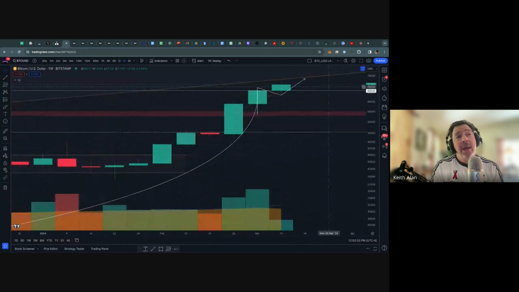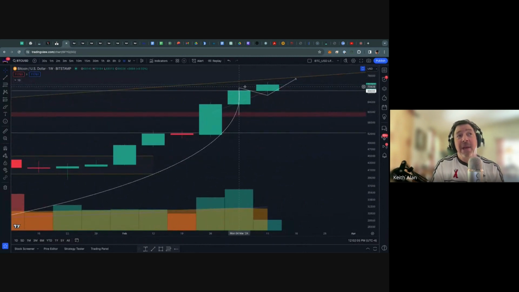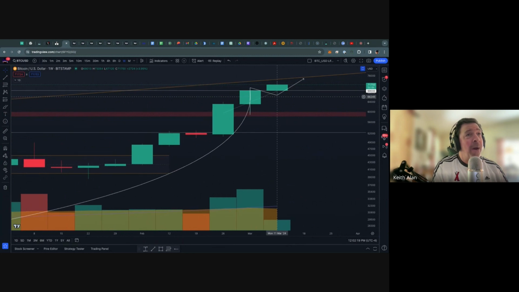We did get a weekly close above that all-time high, which was really significant. I know it was above on Bitstamp. I know it was above on Coinbase. Interestingly, I think it was just below the all-time high on Binance.